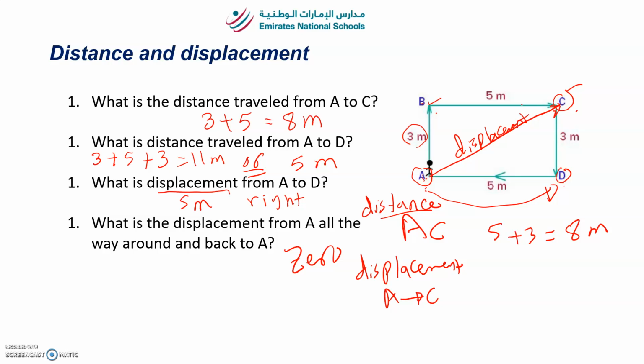How can I find the displacement? I can use Pythagoras theorem. I have a right triangle, so first leg squared plus second leg squared, which is 5 squared plus 3 squared, and you should get 5.8 meters. You see the difference? Distance and displacement are not always the same. Sometimes they give you the same value, but not always.